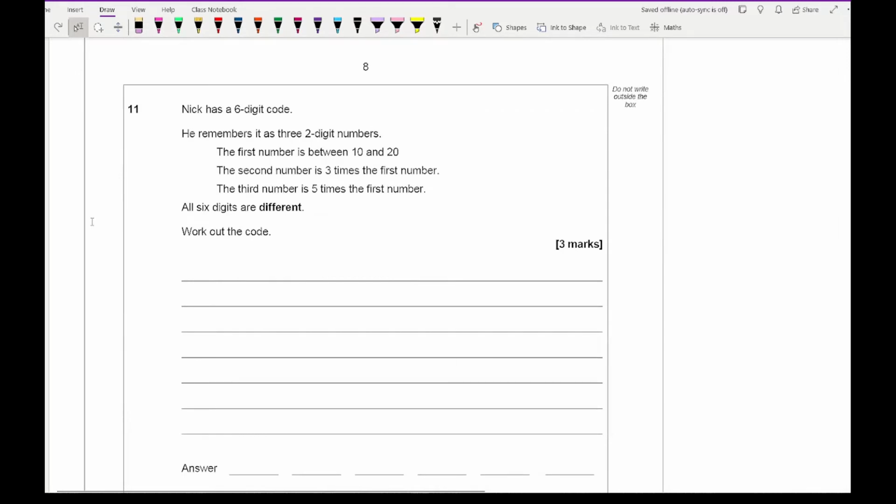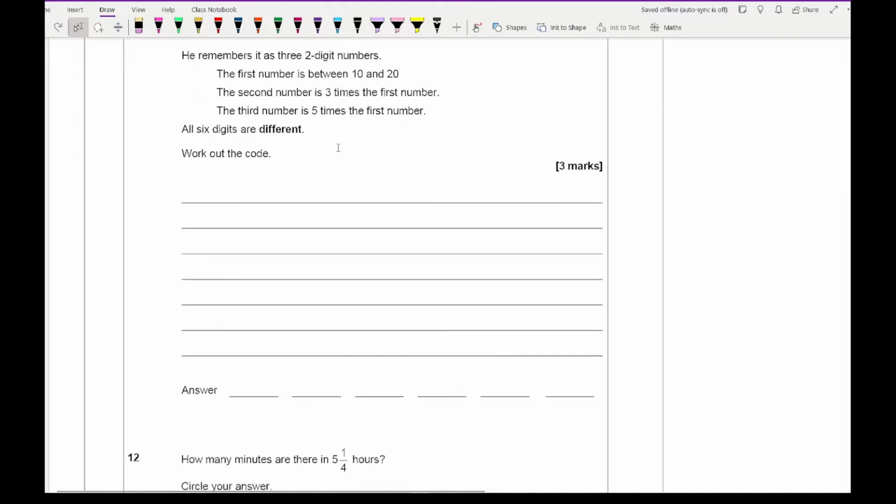Now question 11 says that Nick has a 6-digit code. He remembers it as 3 2-digit numbers. The first number is between 10 and 20, rather. The second number is 3 times the first number, and the third number is 5 times the first number.